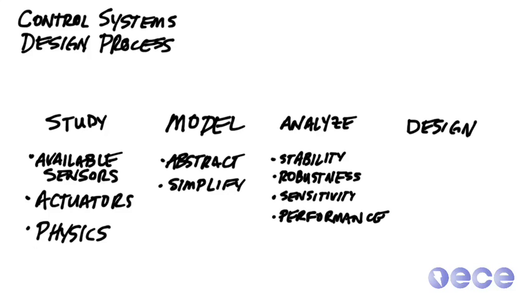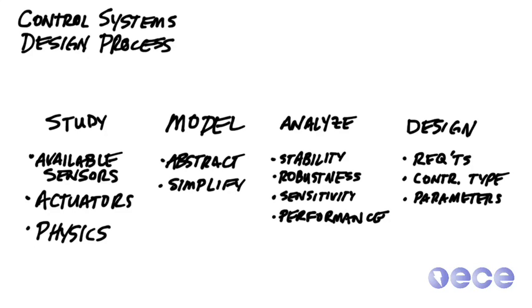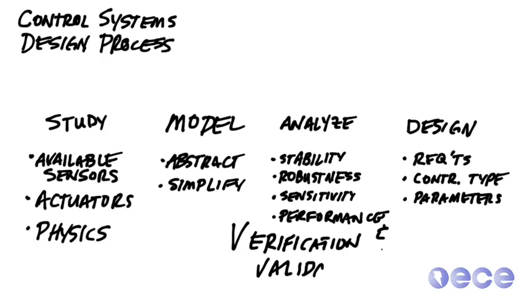So after we've done a little bit of analysis, we can put forward our design. So what are the requirements that we'd like to fulfill? What's the controller type that we'd like to use? What kind of parameters do we need to have? And once we've specified those parameters in the analysis section, how do we select those parameters for our design to achieve the requirements?